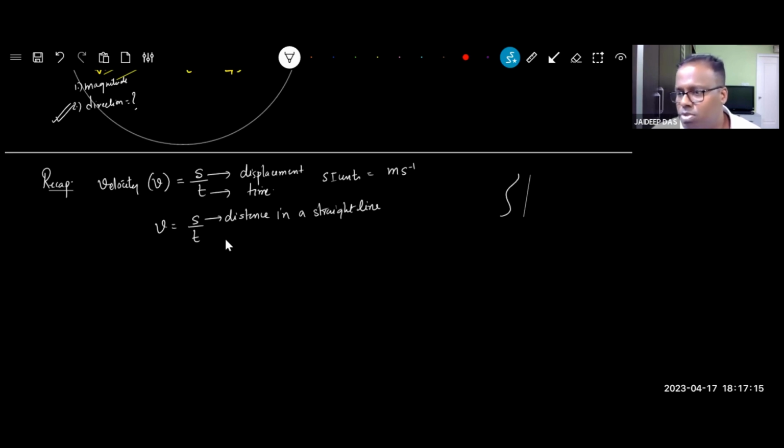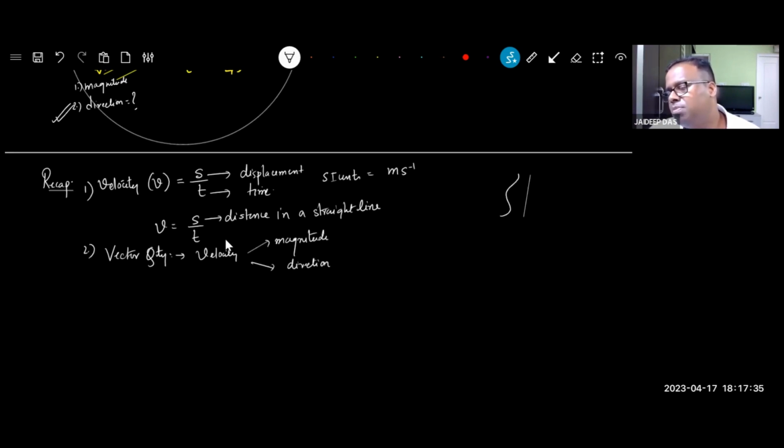Okay. The next, this was the first point we studied. The next point we studied was this is a vector quantity because one of its parent is vector, that is displacement. That means velocity will have both magnitude and direction. Sir, can you give an example? Well, why not? For example, V is equal to 4 meters per second north. Right?